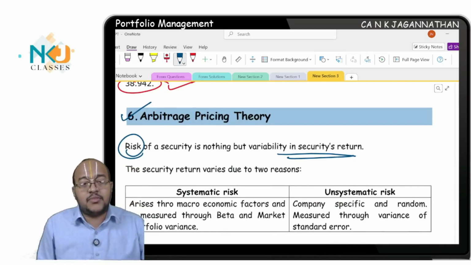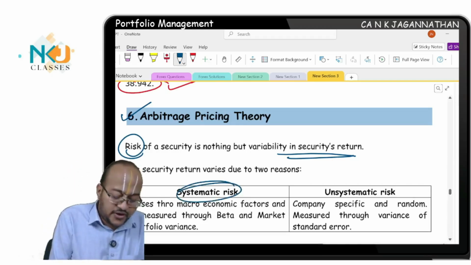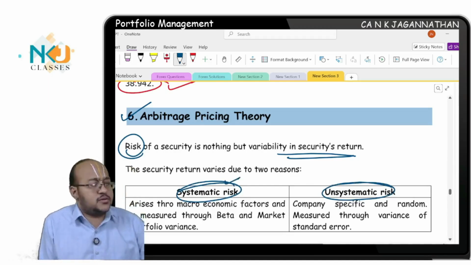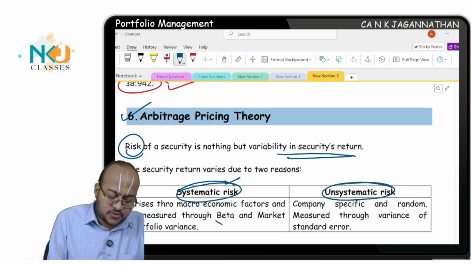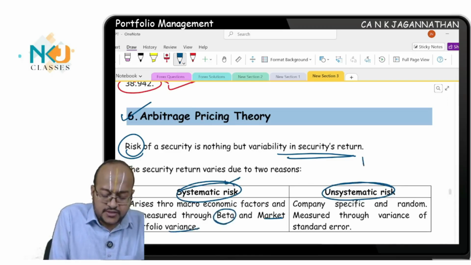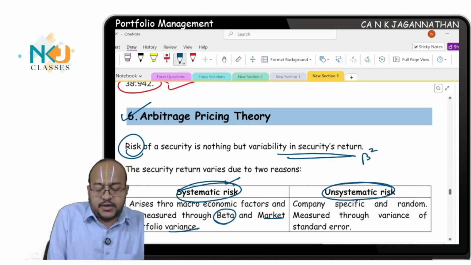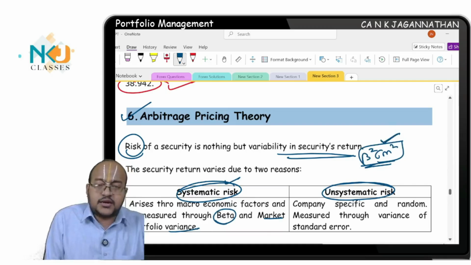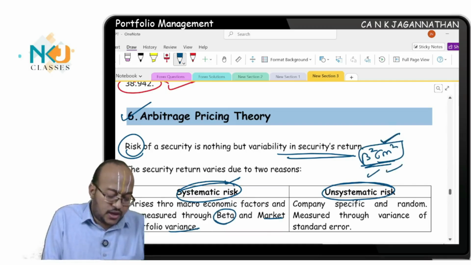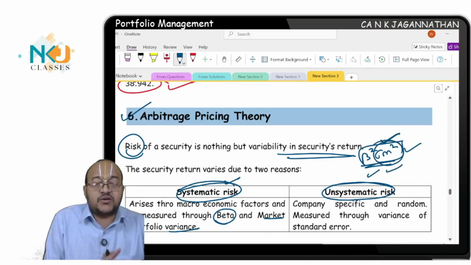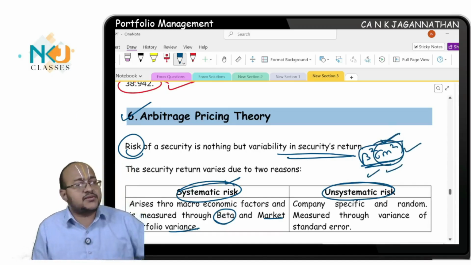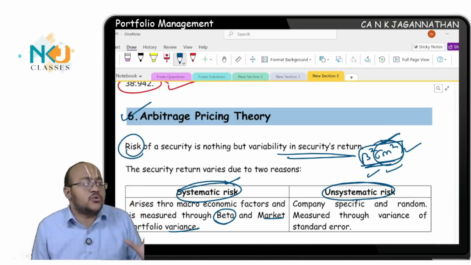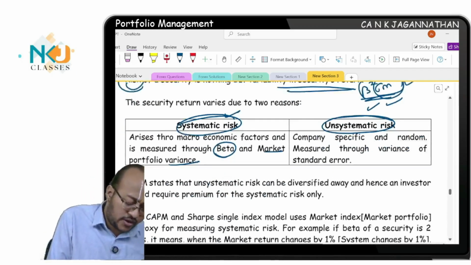Now, the return may vary due to two reasons: systematic factor and unsystematic factor. These are the things we saw. How to measure the systematic risk? We saw that it is measured through beta and market portfolio variance, here beta square into sigma m square. Like this we measured systematic risk, correct? The unsystematic risk is of course company-specific risk. It is not due to market reasons, correct?